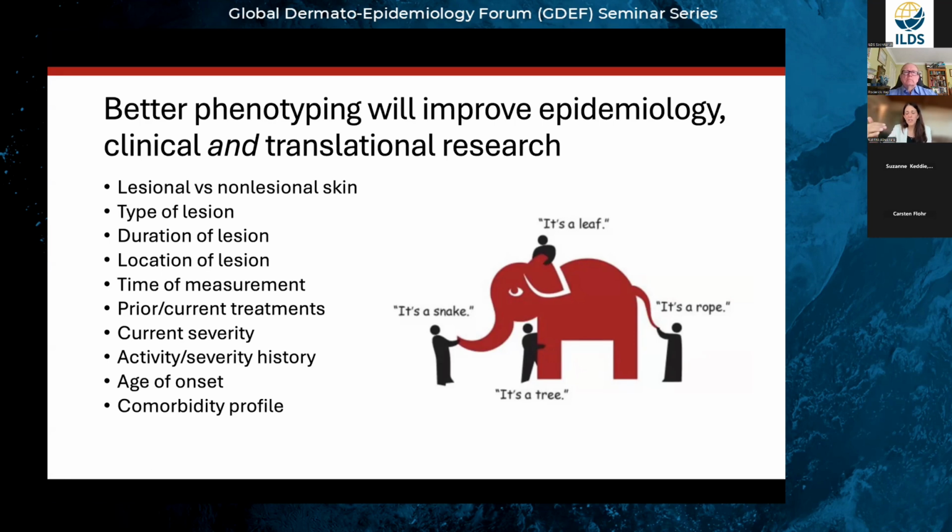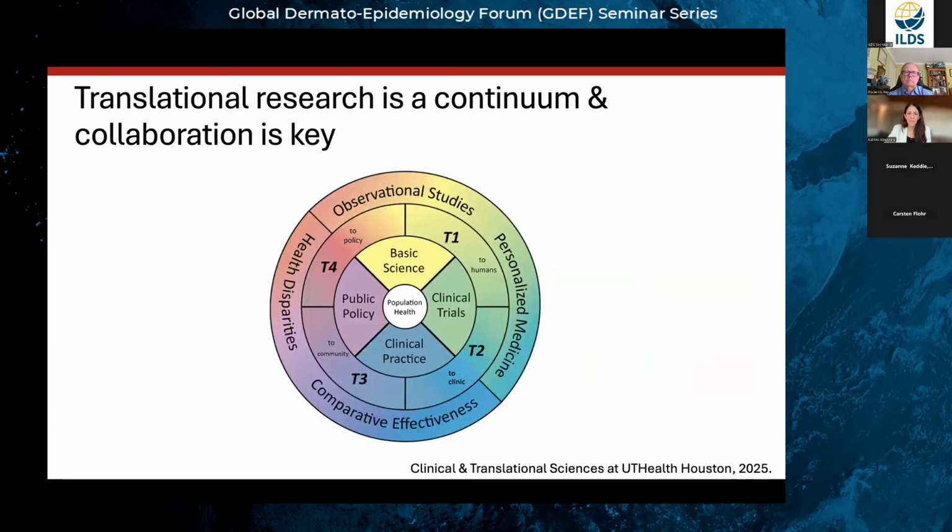You can imagine there's a long list of things that the clinicians could help do to inform the basic scientists who are often performing the research. And sometimes those conversations don't happen. So I want to emphasize that translational research isn't just bench to bedside, it's a continuum, and collaboration is key. We need to talk to each other and reach across disciplines. And I think at the center of all of this is population health.